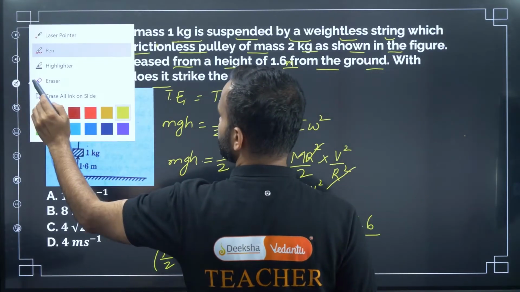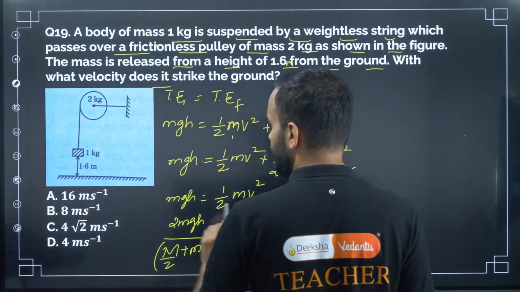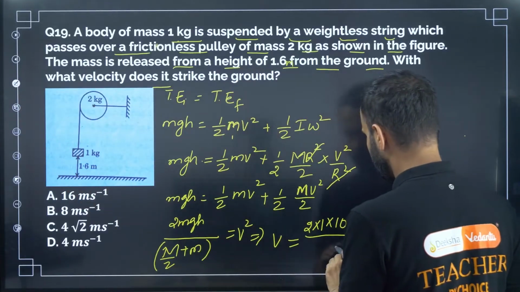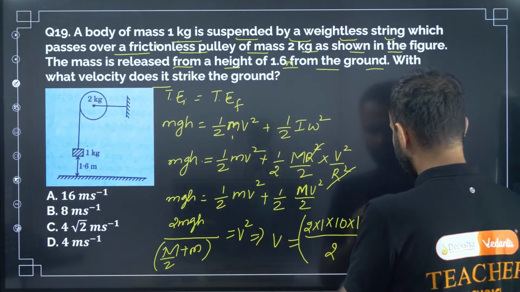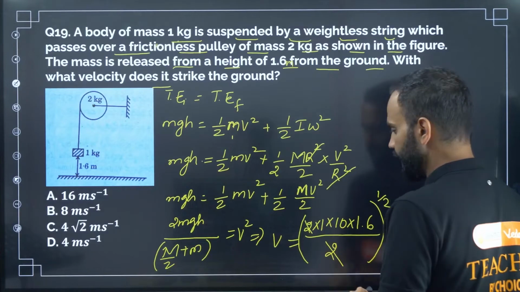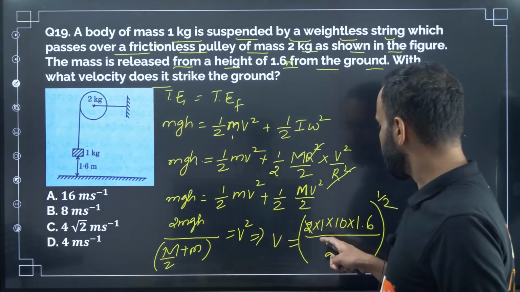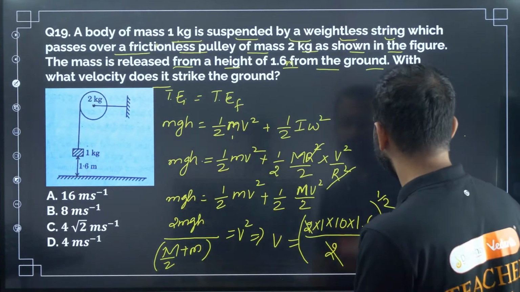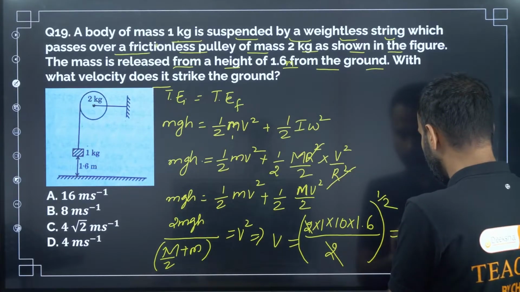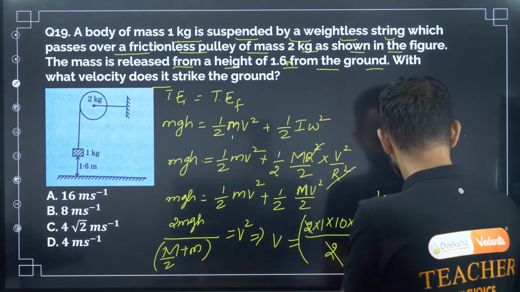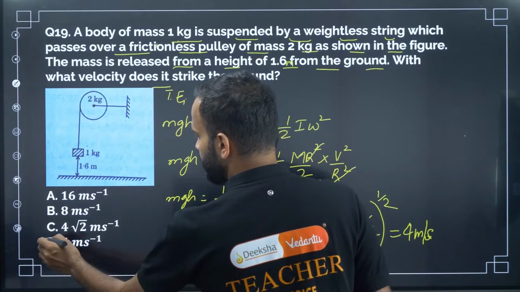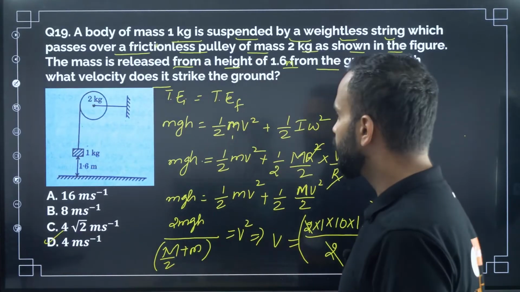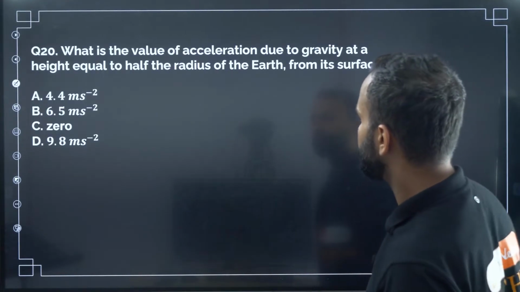I will write it here directly, 2 to the power 1 by 2. So 2 will get cancelled. So v equal to root of 16. Root of 16 is 4, so 4 meter per second. So the correct option is D. Understood? Next question, question number 20.